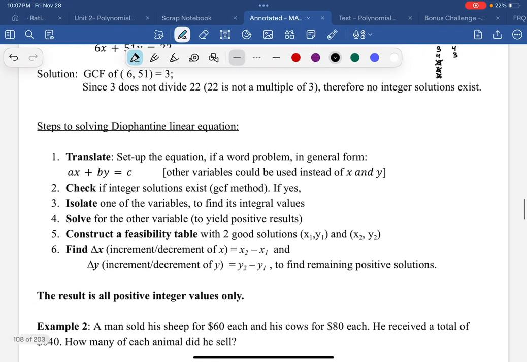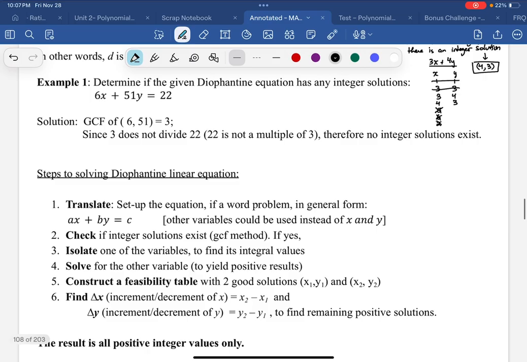Now, let me take you through their approach here. So we had 6, 51, and 22. The GCF of 6 and 51 is 3. 3 does not divide 22. 22 is not a multiple of 3. That's the idea of it. We have the GCF. The 22 is not divisible by 3, so there's no solution.